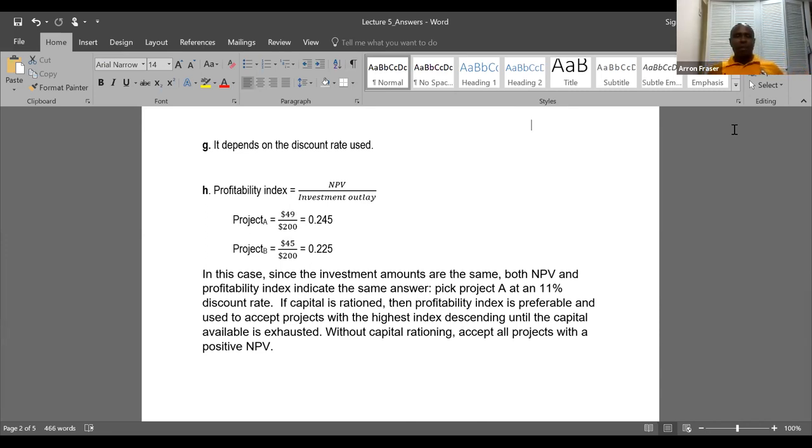So you'll pick project A at 11% discount rate. If there's no issue with capital restriction, then the profitability index is preferred and used to accept projects with the highest index, descending until capital is exhausted. But if there's a case of no rationing, then you accept all projects with a positive NPV.